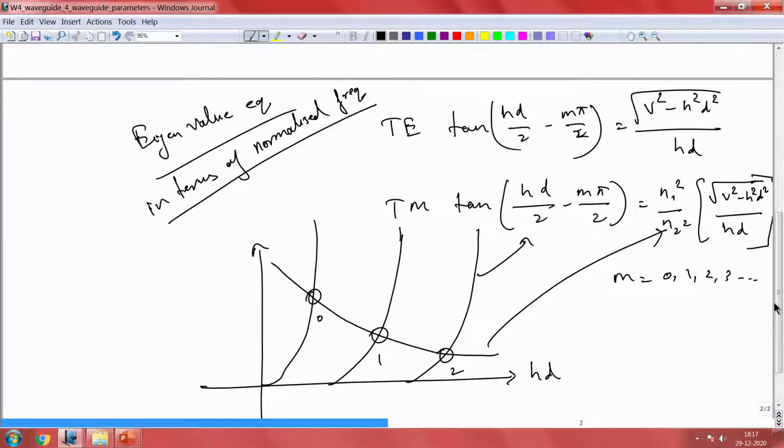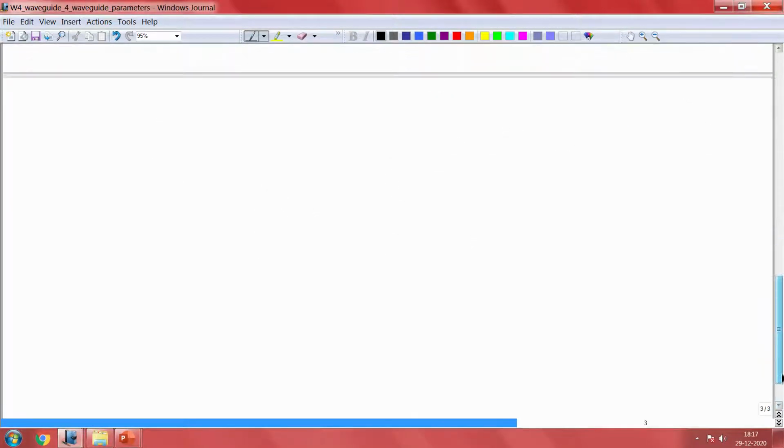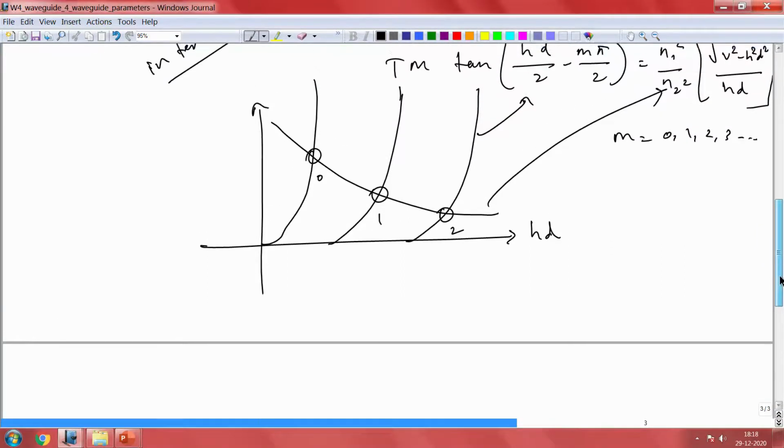So, let us look at the difference, or what we can learn between the V number and the normalized guided index. If the V number is small, then the guided light is very close to the critical angle, and the effective index is very close to leakage, let us say.